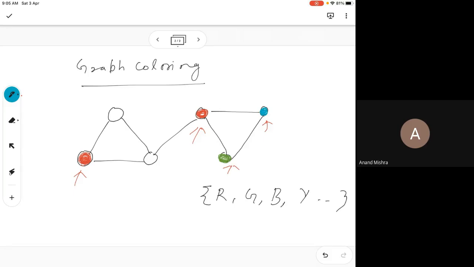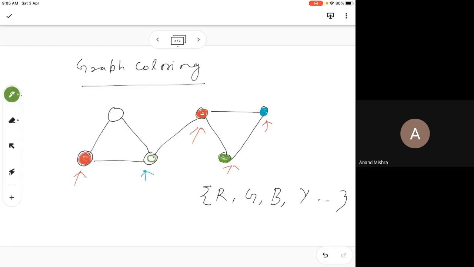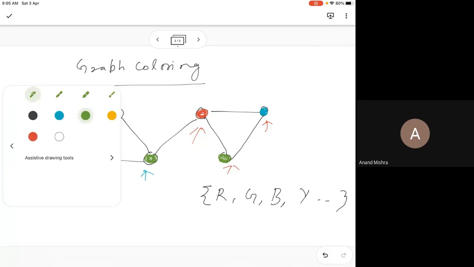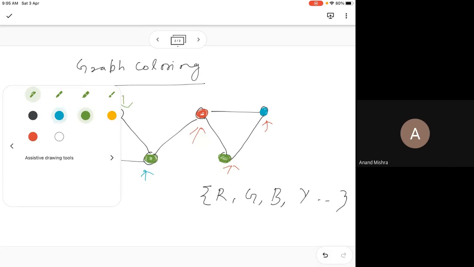Now I choose this particular vertex to color. Red is already used by its neighbor. What color can I use for coloring this? Green. I can use green for coloring this. And now I have only one node left, so I need to traverse this one. And now since red and green both are used, I need to use blue.